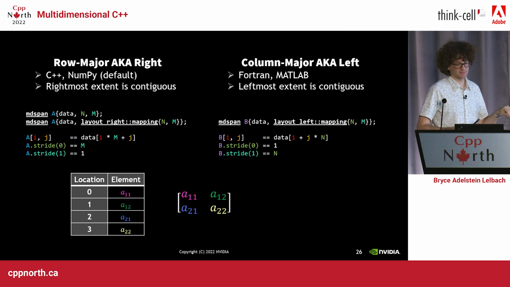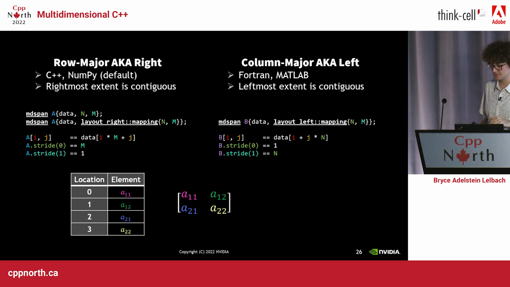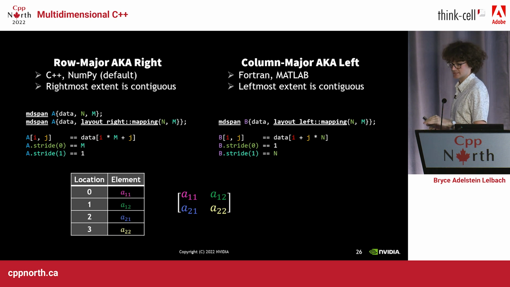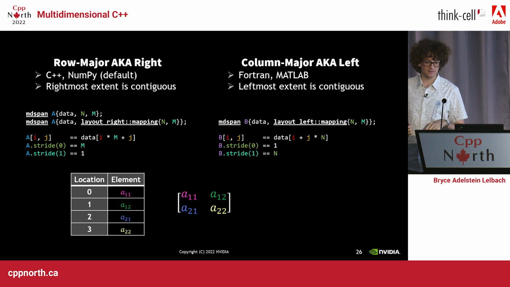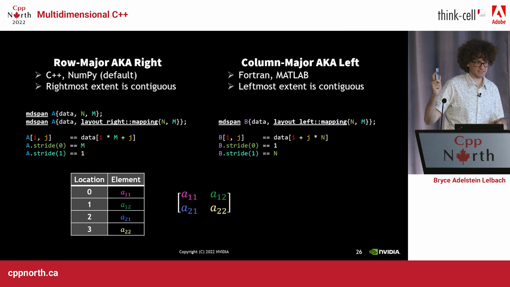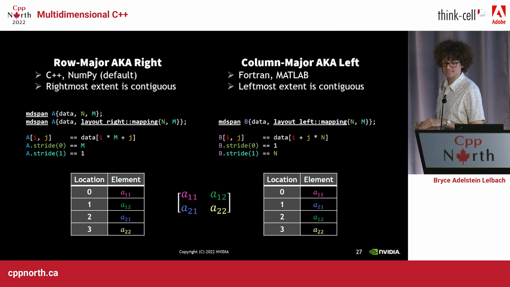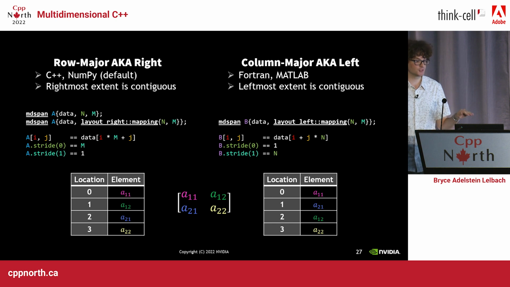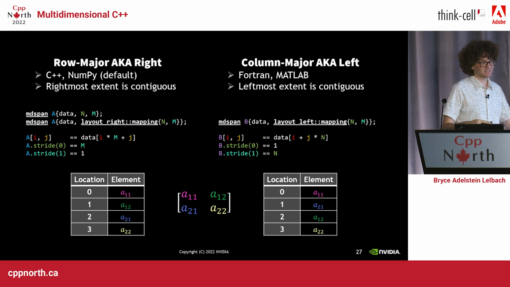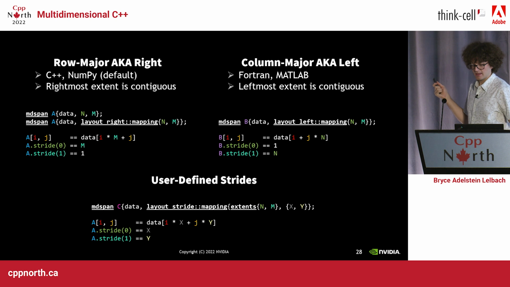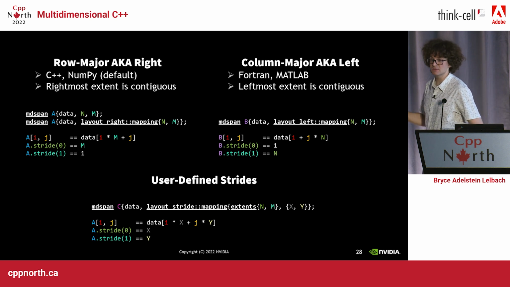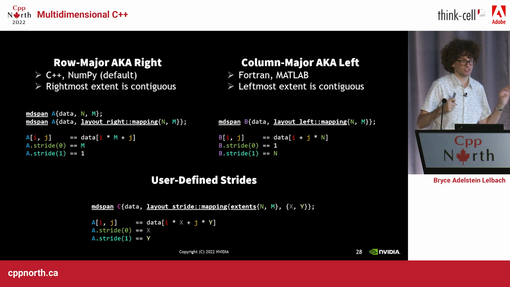With layout left, the leftmost extent is contiguous. That means its stride is 1, and the strides increase left to right as the product of extents. This is the layout used by Fortran arrays and by MATLAB. So if we had a 2x2 matrix in layout left, the two elements in the first column would have storage locations 0 and 1, and the two elements in the second column would have storage locations 2 and 3. There's also a standard layout stride, which allows you to explicitly specify the strides for each different extent.